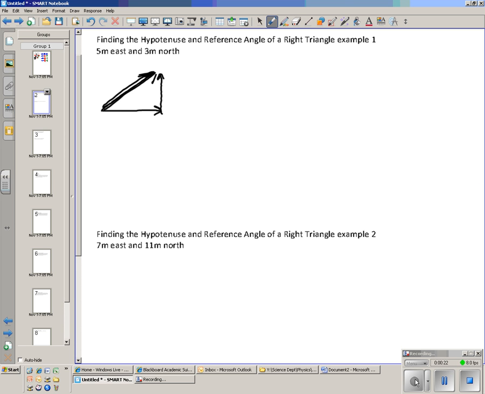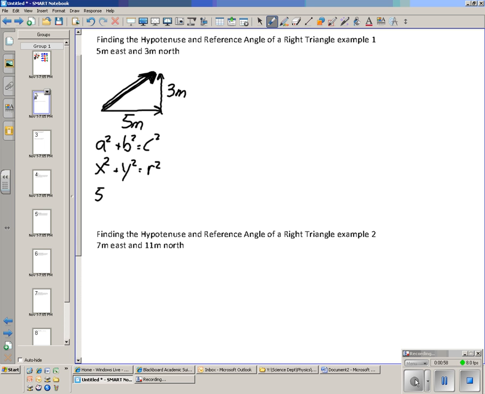Here is the resultant vector, which we know is going to be the hypotenuse of the triangle. So this is the 5 meters, and then this is the 3 meters. We should be pretty familiar with this already. We're going to be using the Pythagorean theorem, which is a squared plus b squared equals c squared. Now in physics terms, we would be saying x squared plus y squared equals r squared.